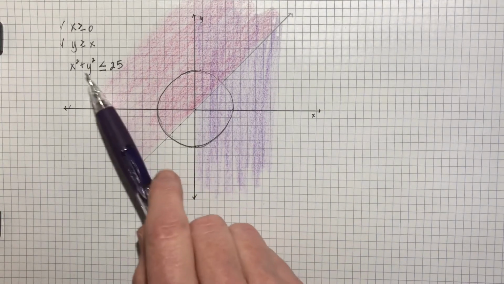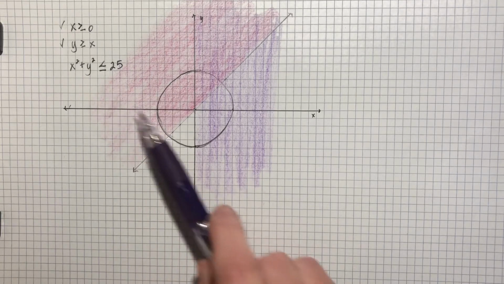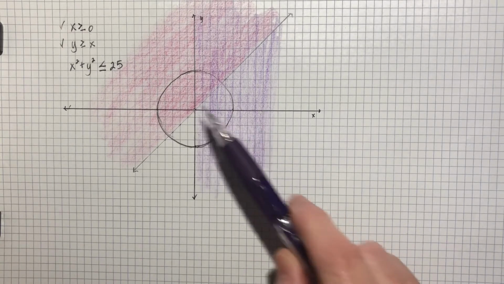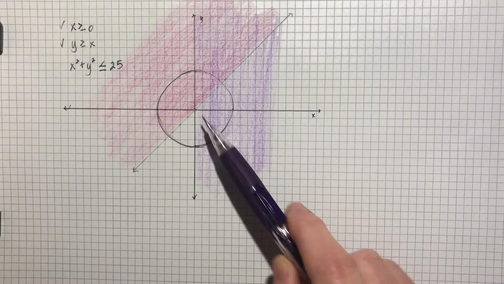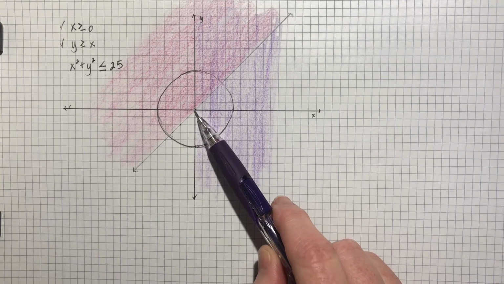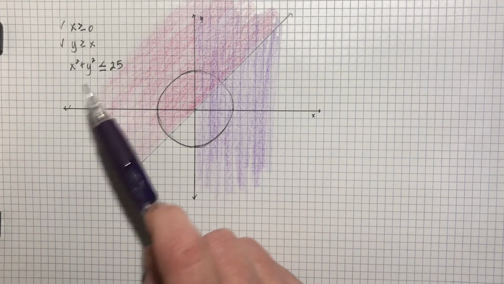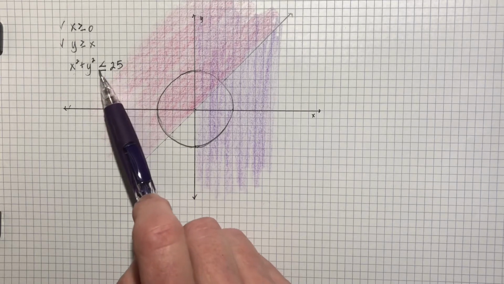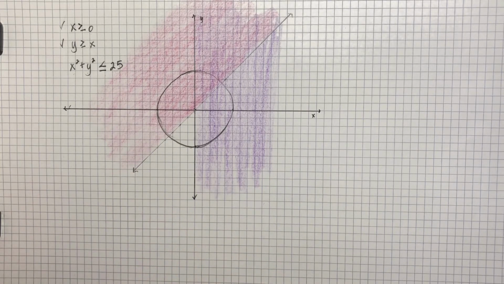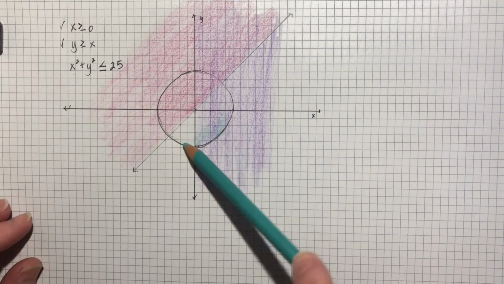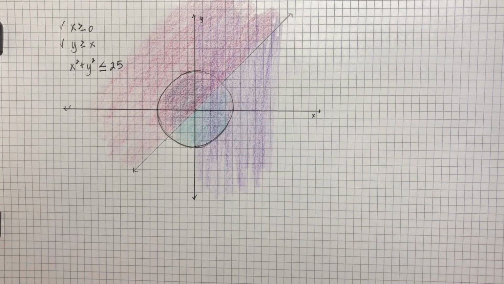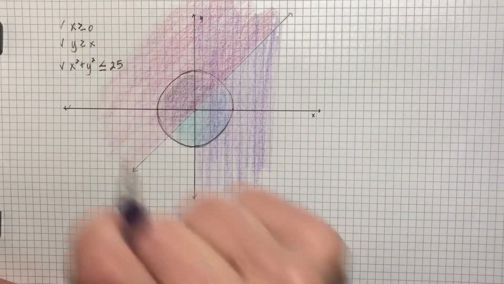So we've got our circle, and now we have to decide where we're going to shade that. My instinct is telling me that since all this is less than 25, it's going to be inside the circle. If we wanted to double check that, we could pick a point that's not on the circle itself. For example, 0, 0 is convenient. So we can plug 0 in for x and 0 in for y. 0 squared plus 0 squared gives us 0, which is true, it's less than or equal to 25. So yes, we're going to shade inside that circle. So that's my third and last inequality graphed.